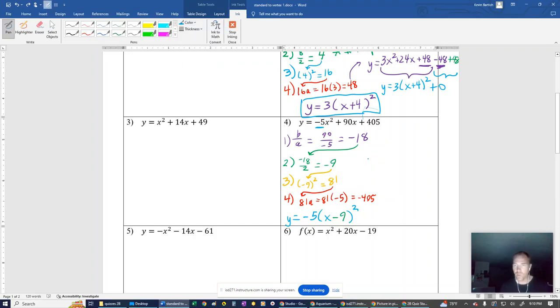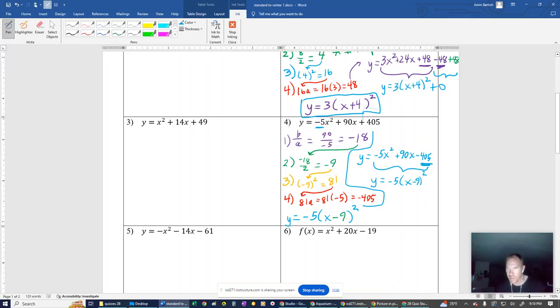So here we go. I'll try to cordon that off a little bit. We're going to say y equals negative 5x squared plus 90x. Now, if I had a minus 405, this part will become negative 5 times x minus 9 squared, which is great because that's part of vertex form. But if I'm going to bring in subtraction of 405, I've got to compensate for that. I can't just subtract 405.